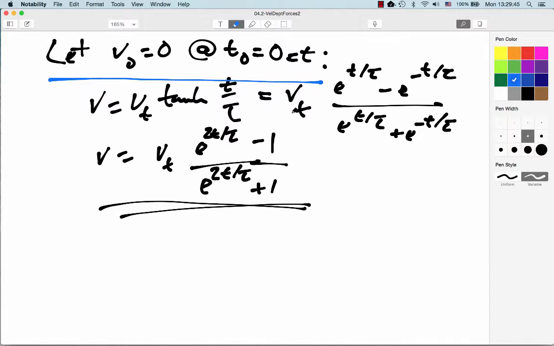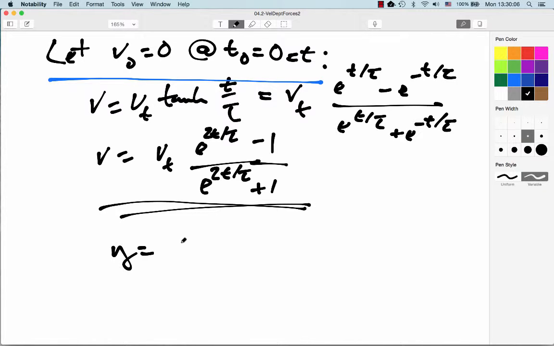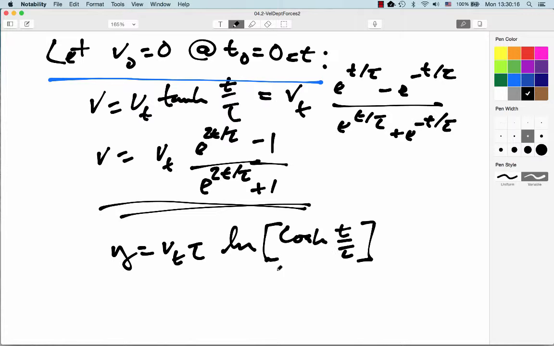Now, for this limiting case, we can then go ahead and pretty readily get the position. We can integrate this, and again, just use Mathematica or look up the integral. You will get that y equals vt tau times the natural log of the cosh of t over tau. And again, that's for these initial conditions.